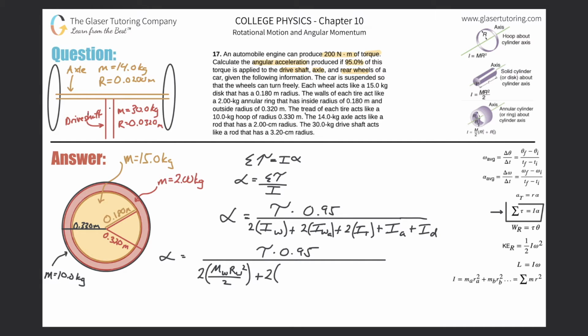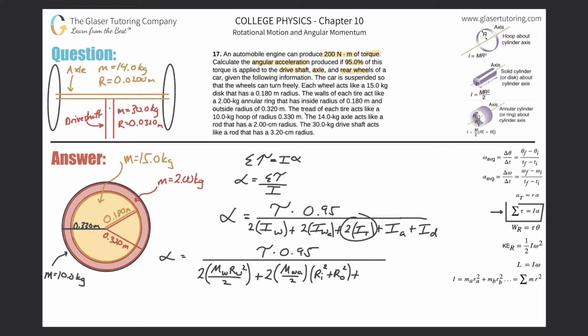And they told us in the problem that the wall of each tire acts like a 2 kilogram annular ring. So here's the formula and the picture for the annular ring. That's going to be the mass of the wall, all over 2, times the inner radius of that wall squared, added to the outer radius of that wall squared. Here the inner is 0.18 as they told us, and the outer is 0.32. So that takes care of that.